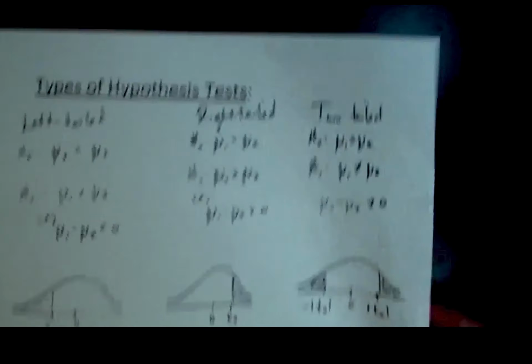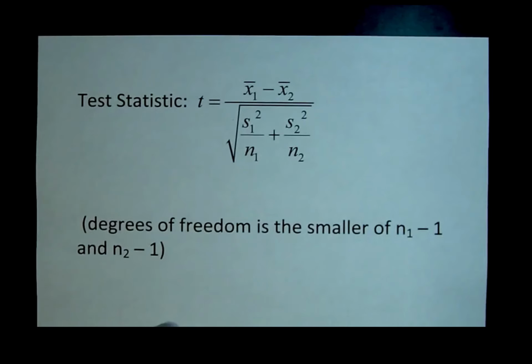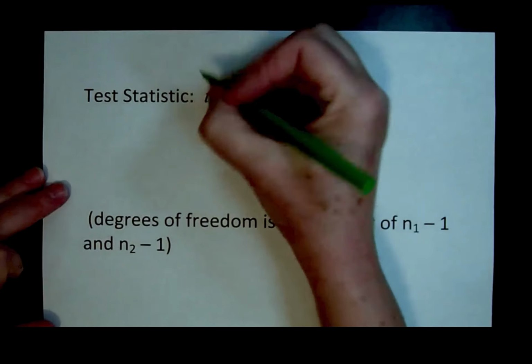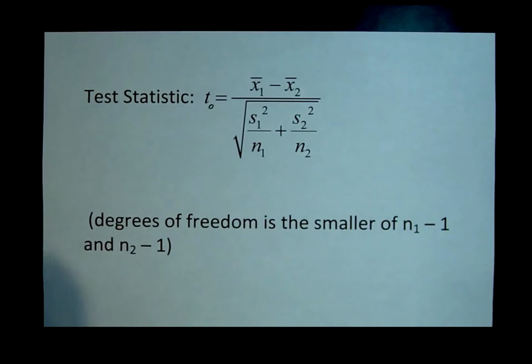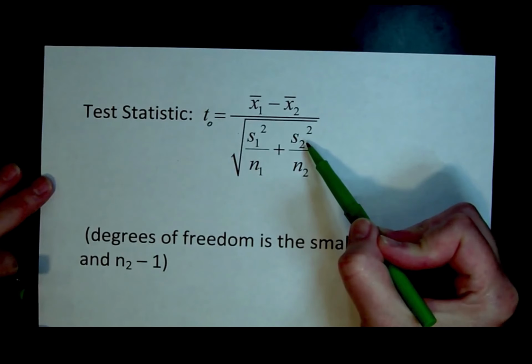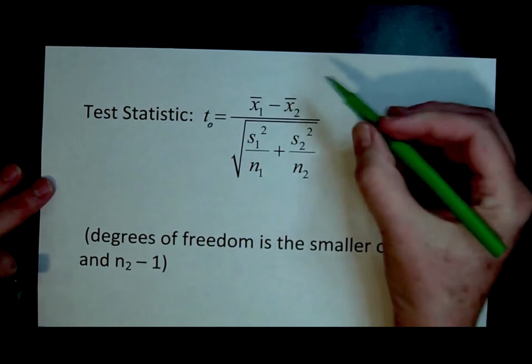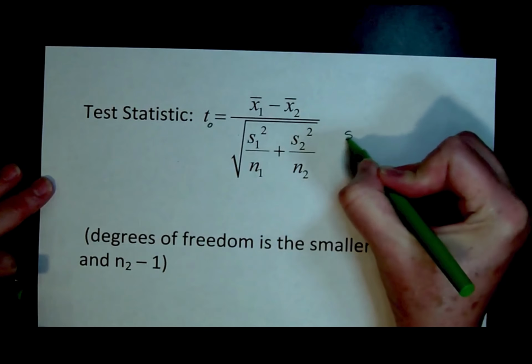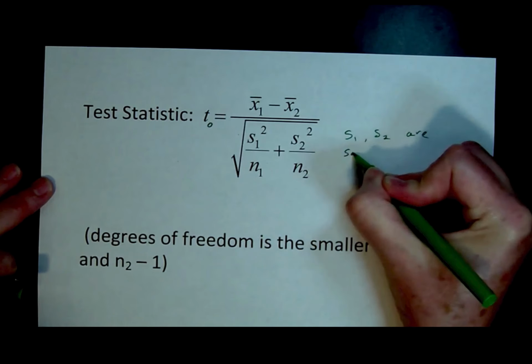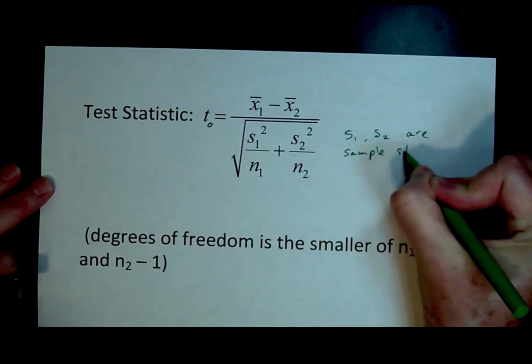Here is the actual test statistic. It's a t again, and I should probably use the same notation as the book. It uses t naught. Let's see. S1 and S2 we said were the sample standard, actually, I guess we didn't say that. So let's say that here. S1 and S2 are the sample standard deviations.